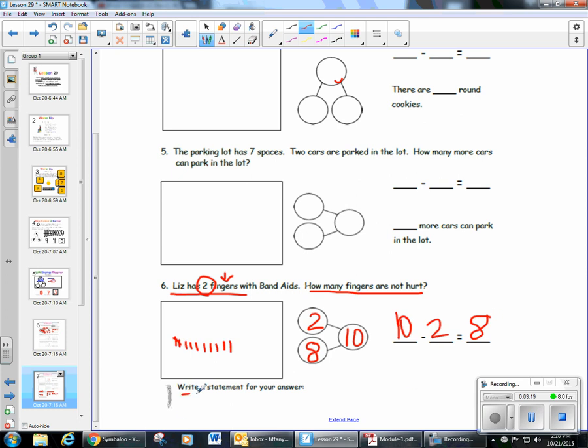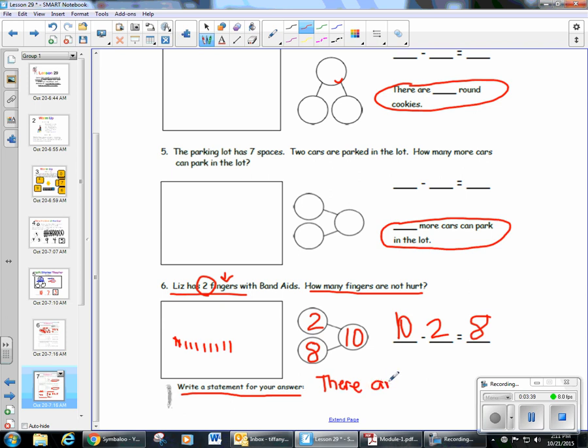Now down here they want you to write a statement. So they don't give the students a statement like they do in the other problems, like here. They want the students to write their own statement. So maybe you can say, there are 8 fingers, I can't squeeze it in, that are not hurt. You guys get the picture.